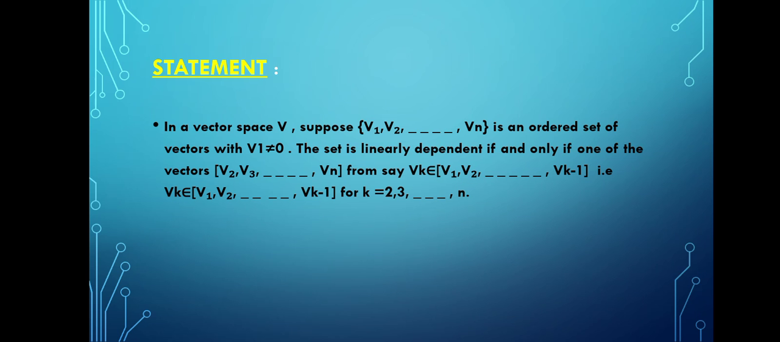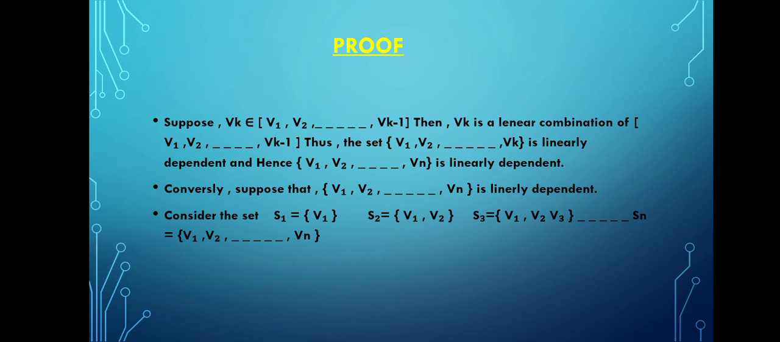So the proof is: suppose vk belongs to span{v1, v2, ..., vk-1}. Then vk is a linear combination of v1, v2, ..., vk-1. Thus the set {v1, v2, ..., vk} is linearly dependent, and hence the set {v1, v2, ..., vn} is linearly dependent. Conversely, suppose that the set {v1, v2, ..., vn} is linearly dependent.